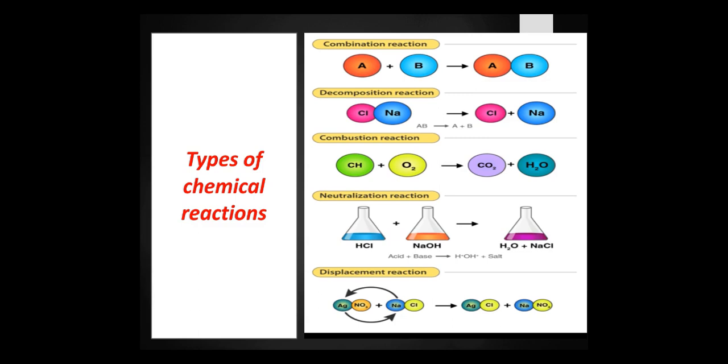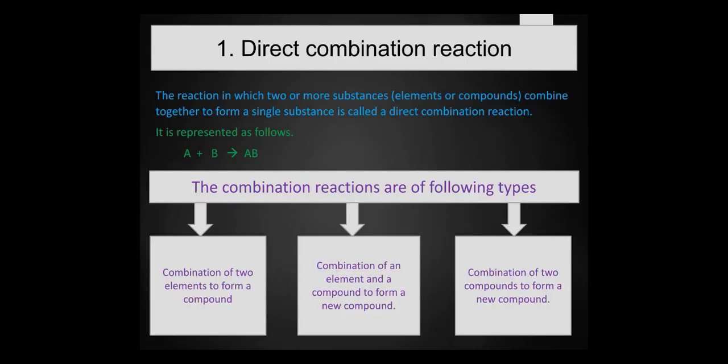As you can see in the diagram, there are four main types of chemical reaction: combination reaction, decomposition reaction, combustion reaction, and then neutralization and displacement reaction. The neutralization reaction and displacement reaction are types of single displacement reaction and double displacement reaction. In today's video, we are going to learn in detail about these types of reactions.